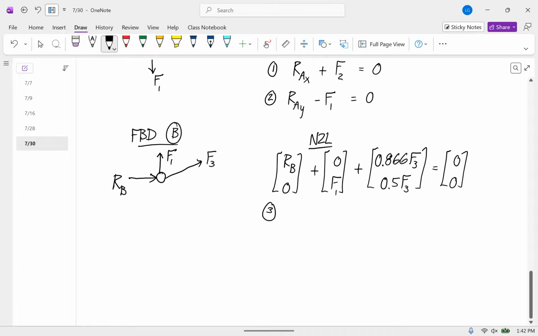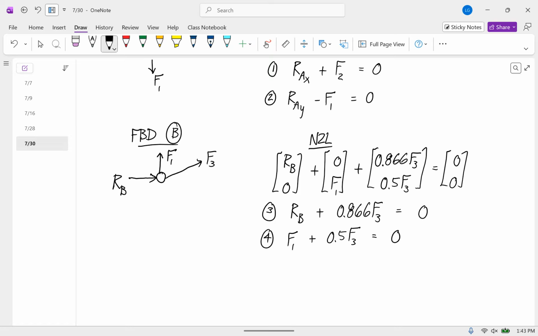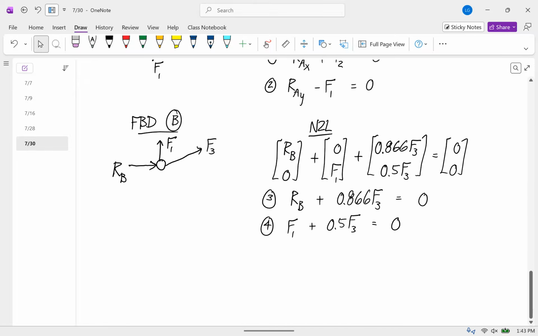And we get a third equation that says RB plus 0.866 F3 is equal to 0. And then a fourth equation that says F1 plus 0.5 F3 is equal to 0. And then we'll go to the last joint, which is C.